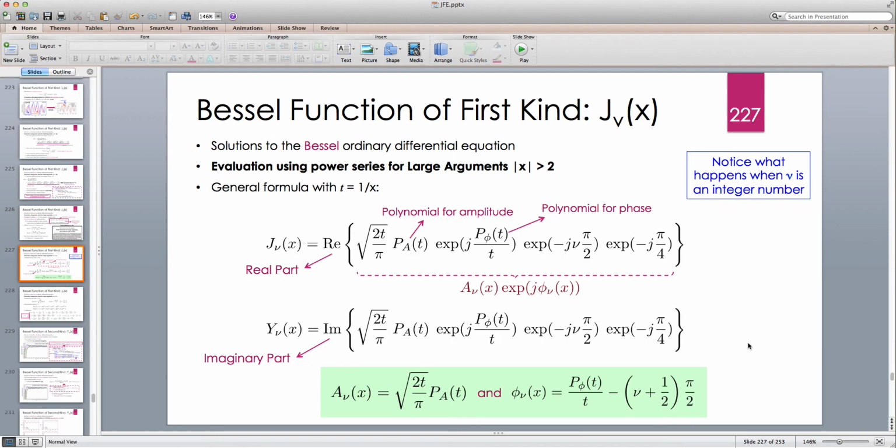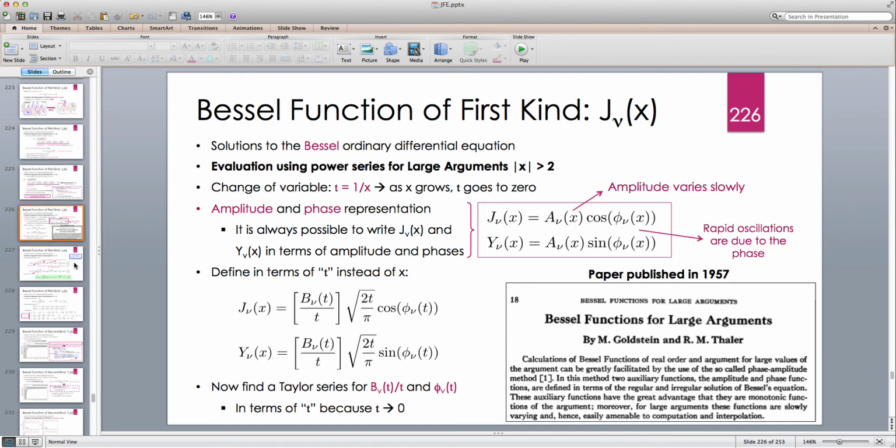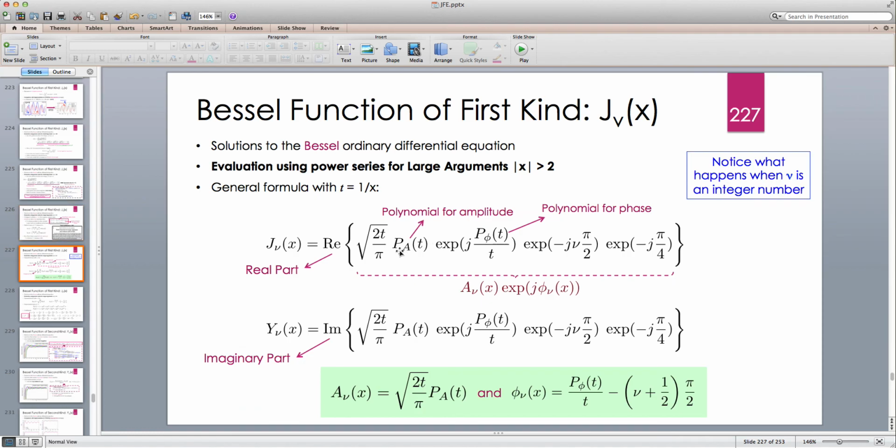Now, let's see what happens. And again, basically, we said that we have this square root of 2t over pi there, and then we're writing a polynomial for the b nu over t, which is this p a, right? And then the amplitude a nu of x, remember x is 1 over t, is the square root of 2t over pi times this polynomial p a. And then we're also writing a polynomial for the phase. So the phase phi nu is p phi of t, which is a polynomial, over t, minus this extra phase term, (nu plus 1/2) pi over 2.